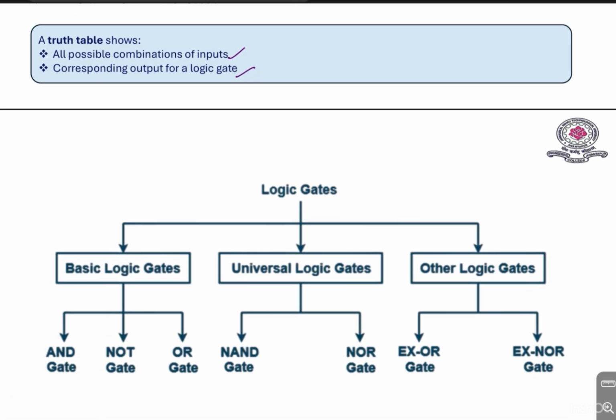Logic gates are broadly classified into basic logic gates, universal logic gates, and other logic gates. Basic logic gates are AND gate, NOT gate, OR gate. Universal logic gates are NAND gate, NOR gate. Other logic gates are XOR gate and XNOR gate.